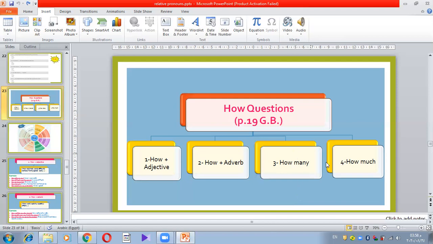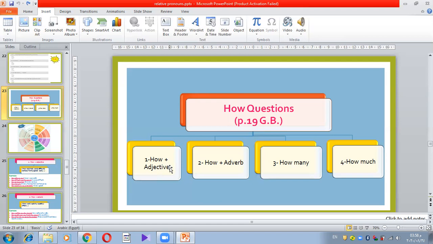Number 1, how many and how much. And these are 2. Okay? And of course, you remember the rule, how many followed by plural countable noun, how much uncountable noun. Okay. But we have 2 more rules. What are they? How can be followed by an adjective. How can be followed by an adverb. How many adjectives do you know in English? You know 100 adjectives? So you can make 100 questions.